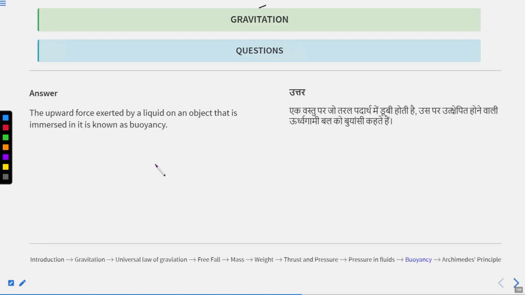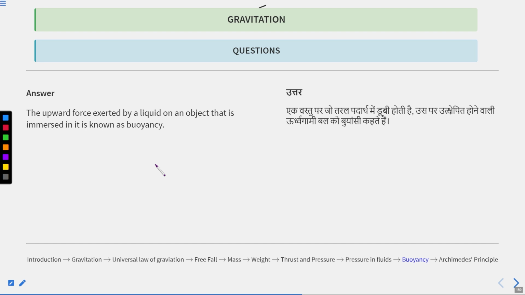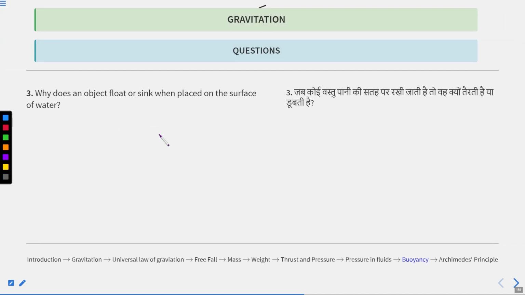It's a direct definition-based question. The upward force exerted by a liquid on an object that is immersed in it is known as buoyancy. This is the definition of buoyancy. I hope this question is clear to all of you. Question number 3 is, why does an object float or sink when it is placed on the surface of the water? Why does an object float or sink?